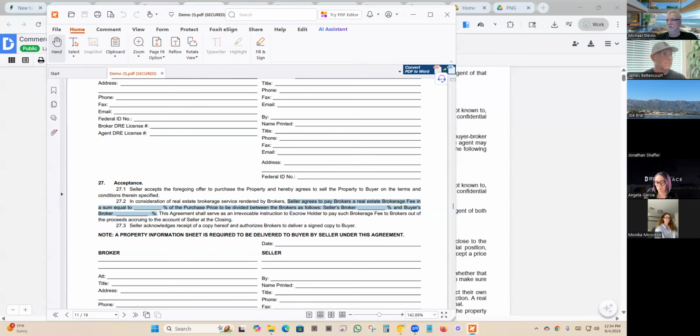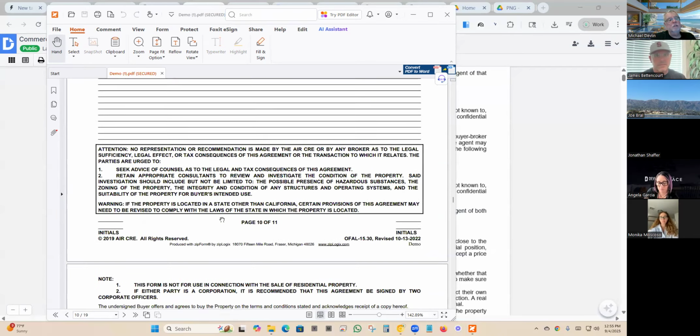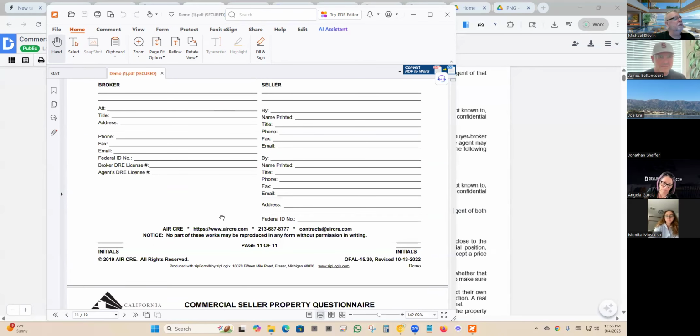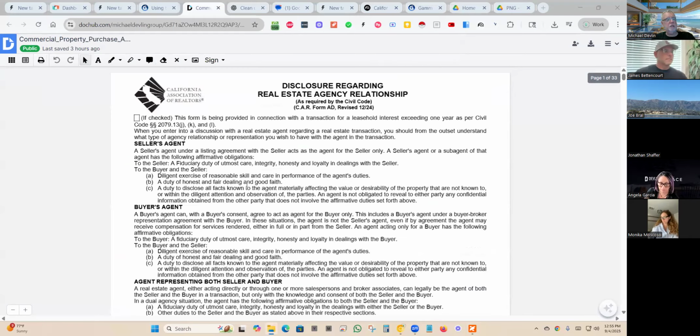Was that helpful? May you never see an AIR contract. But anyhow, this is what it looks like. I mean, it looks different. It looks funkier, whatever. But this is the California Association of Realtors one, which is the one you have access to, because unless you're paying $200 a year, you don't have access to the other forms.